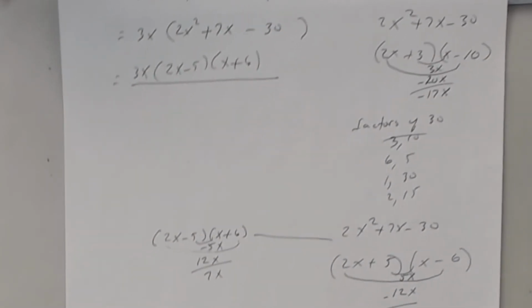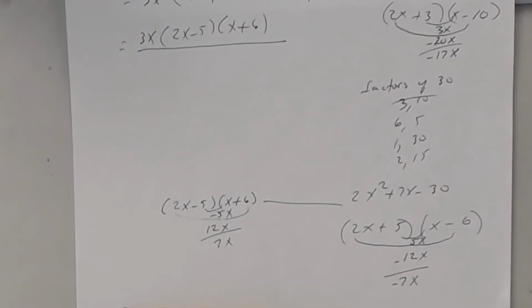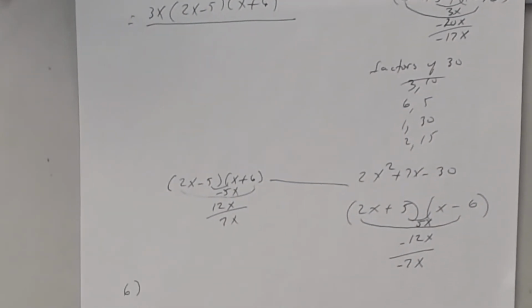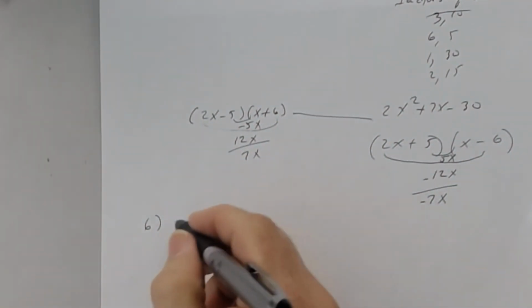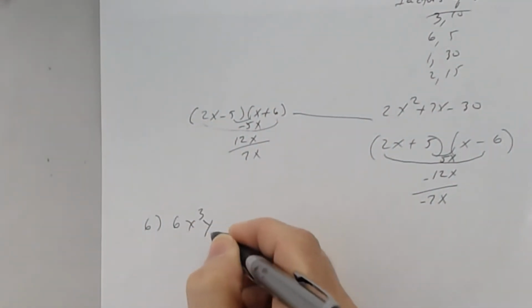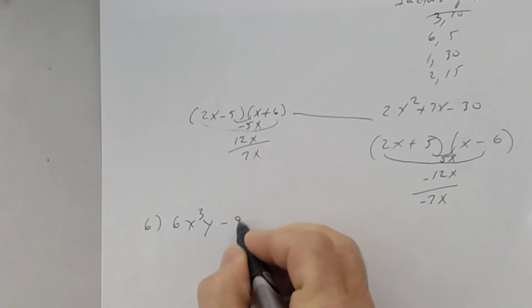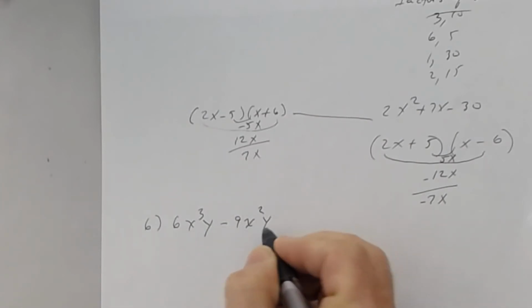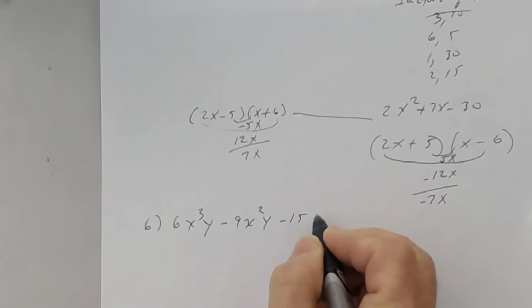All right, number 6, let's suppose you had 6x cubed y, that's a y, minus 9x squared y, minus 15xy.